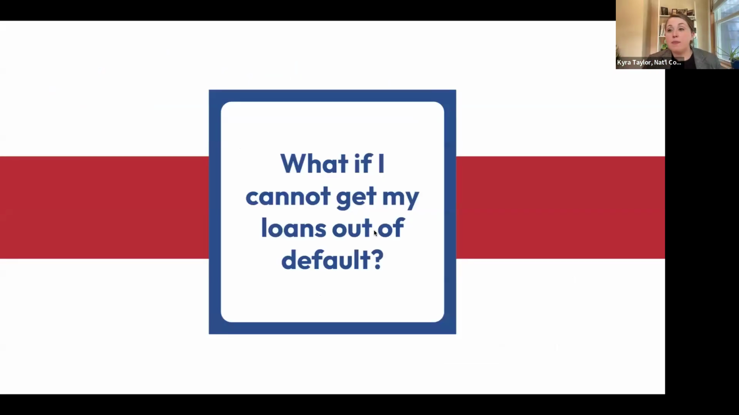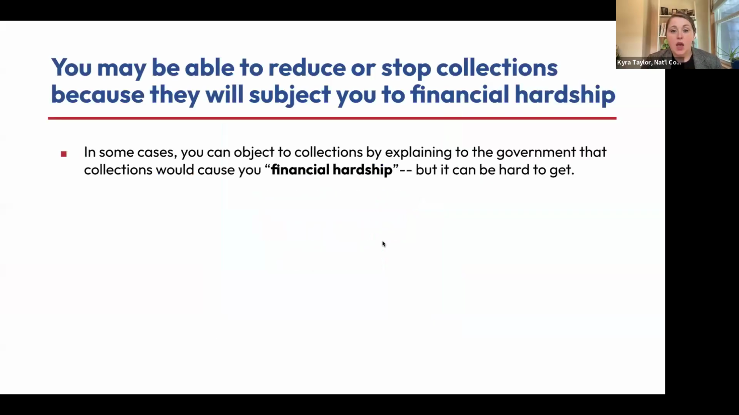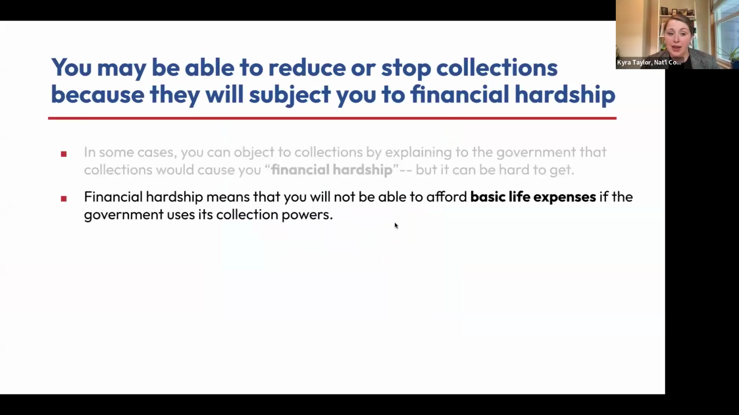Now, some folks will not be eligible for the options that we've talked about. They won't be able to pay off their debt. They won't be able to use a consolidation application or consolidation to take their loans out of default. They won't be able to get into a rehabilitation agreement, and they won't be eligible for a statutory discharge program. So what then? You might be able to object to the collection by explaining to the government that the collection would cause you financial hardship. Now, this isn't fail-safe either. It can be very difficult to get.